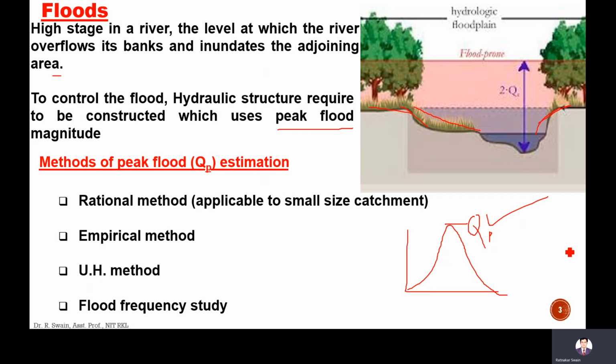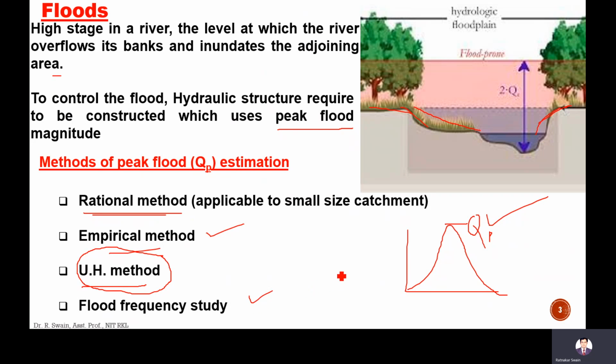There are different methods to estimate this peak flood: rational method, empirical method, unit hydrograph method, and flood frequency method. The unit hydrograph method we already discussed in the last class. Today's class we will discuss the rational method, and in the next class we'll discuss the empirical and flood frequency studies.